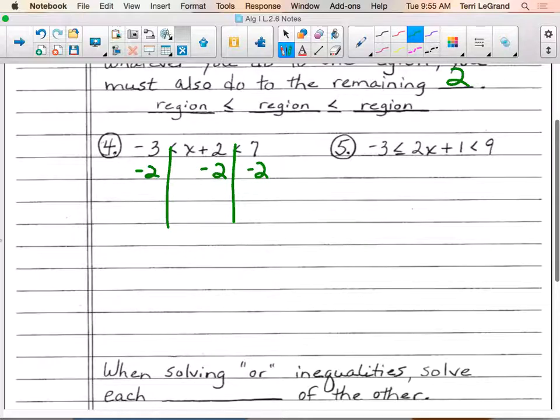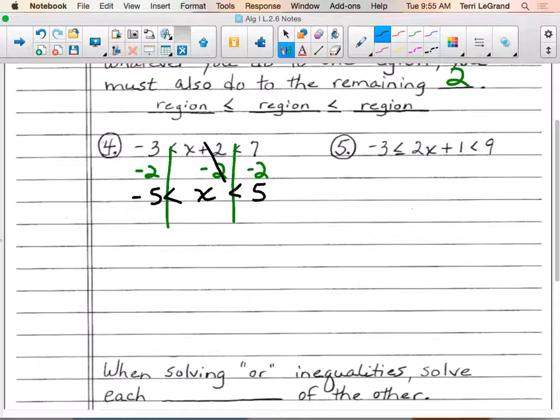So what does the left end become? -3 take away 2, -5. Did we do any multiplying or dividing? No. By the way, you still have to keep that rule for multiplying and dividing by negatives, okay? Even though we're not working with simple inequalities, we're working with compound. Is x by itself now? Yeah. Okay, and x is less than 5, okay?